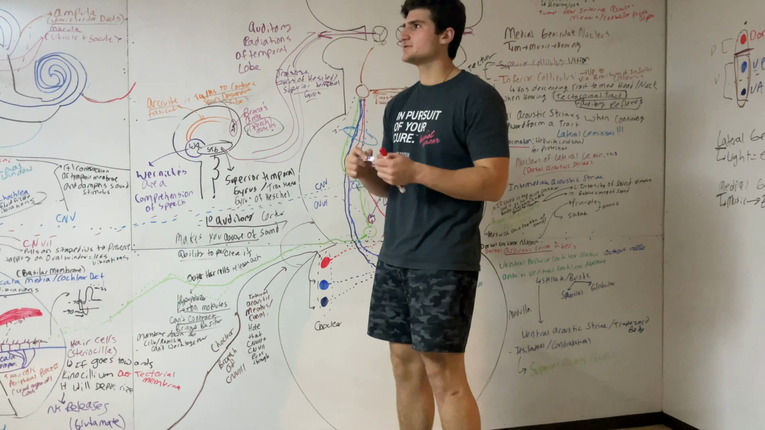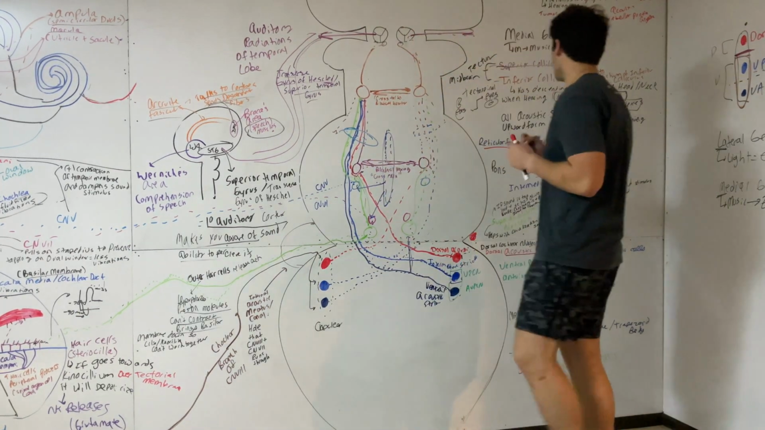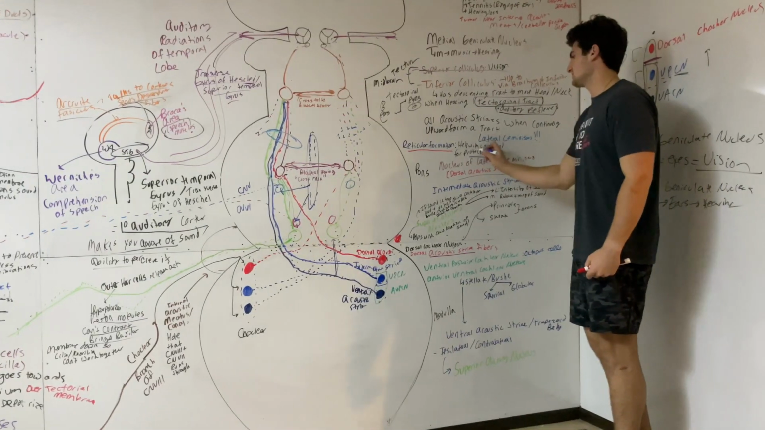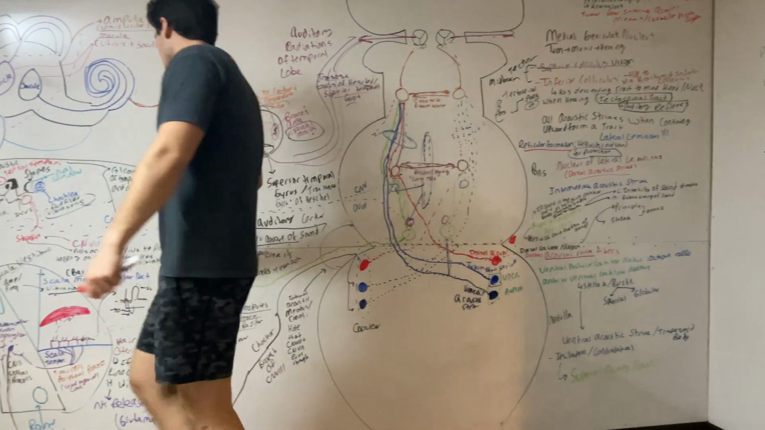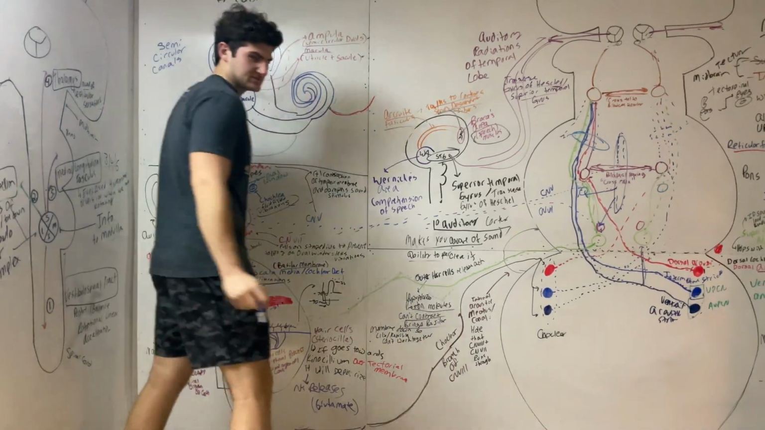And how are they helping us with toning down sound? Because the reticular formation is going to help us with loud sound. It's going to help protect us. Cranial nerve 5 is going to travel down, right? We're going to travel into, let me see if you can see.